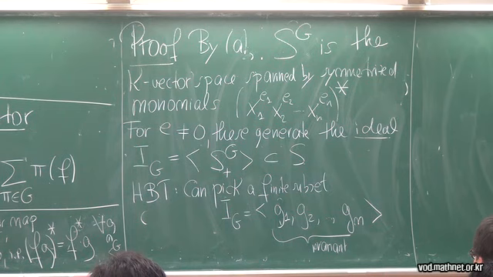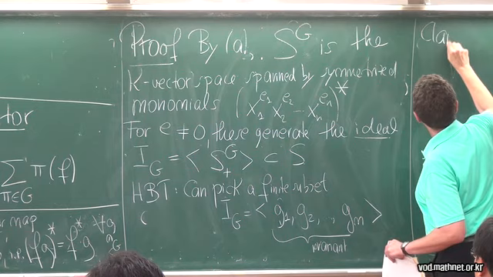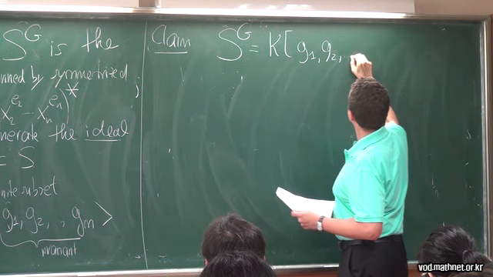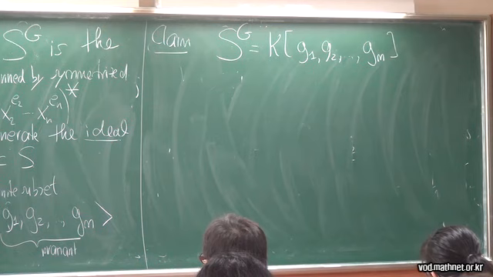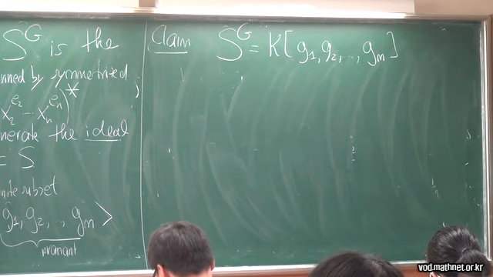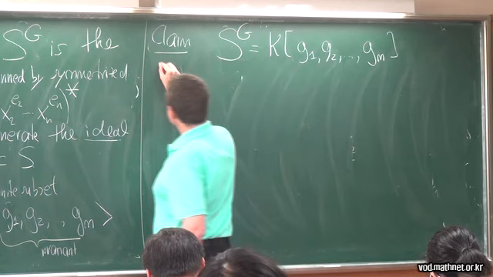Well, I claim that's it. I claim that the ring of invariants is in fact generated by those same invariants, G1, G2, up to GM. They suffice to generate the ring of invariants. So as soon as you have a list of positive degree homogeneous invariants that generate the ideal of invariants, then those same invariants suffice to generate the ring of invariants. Okay, so why? Well, suppose not.